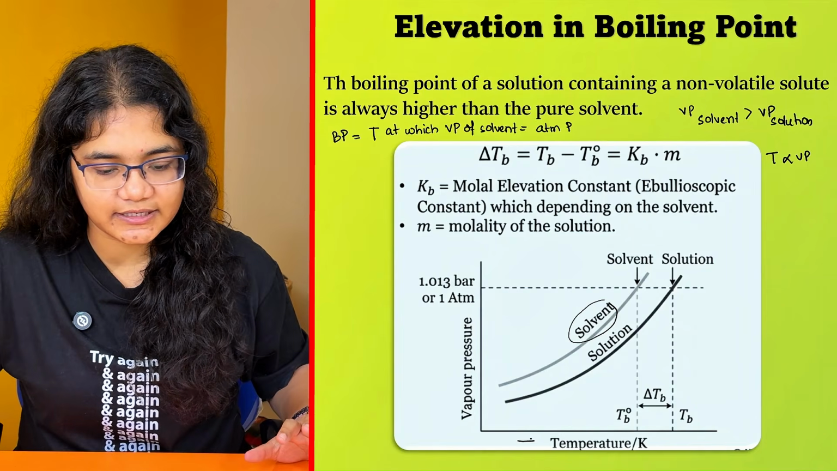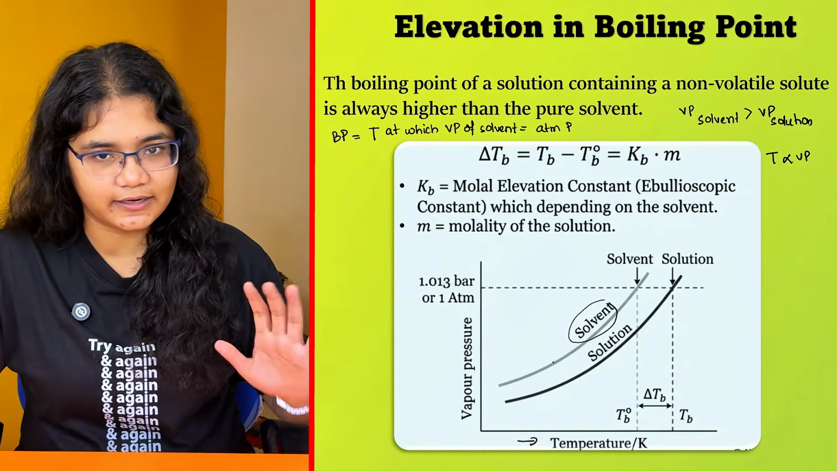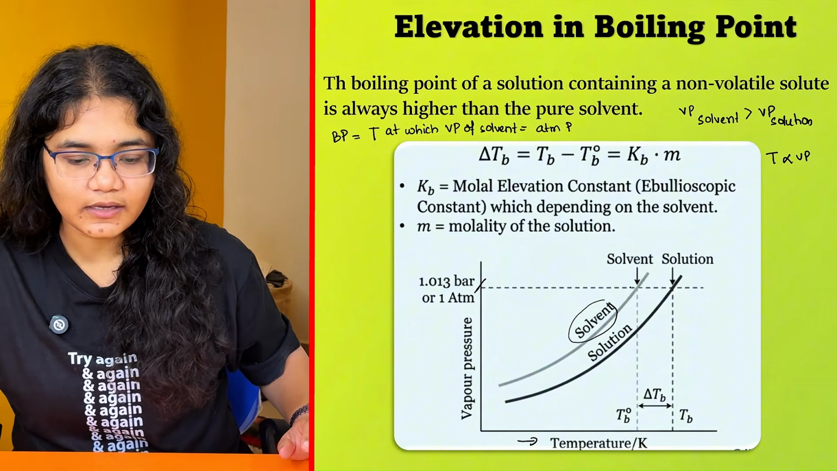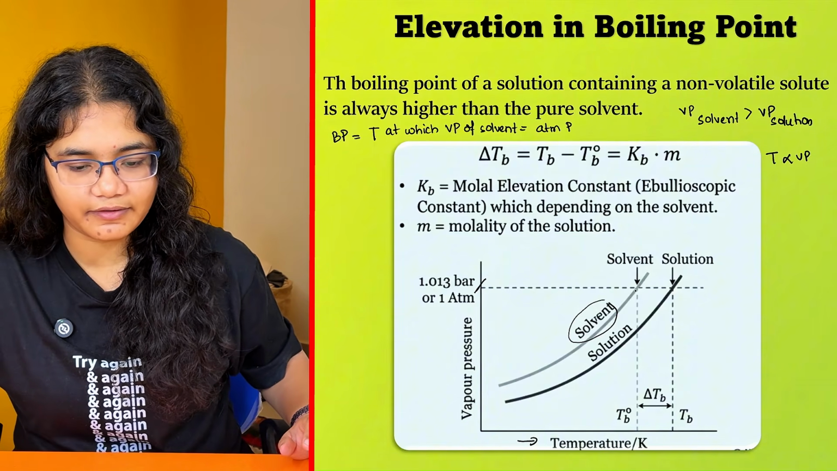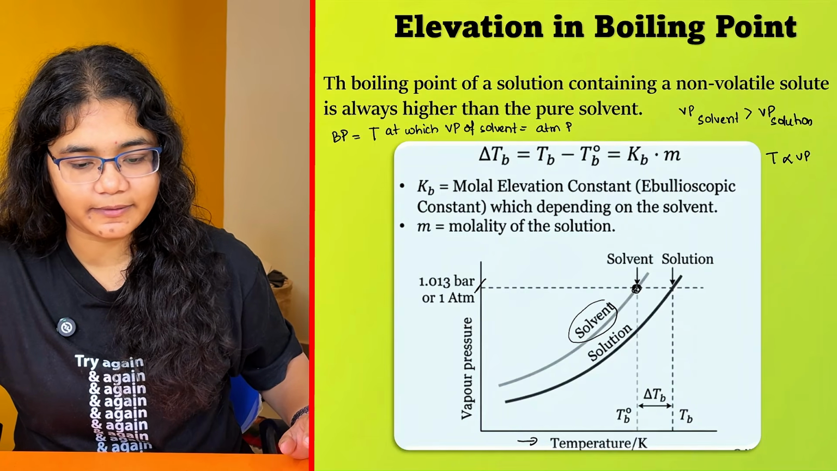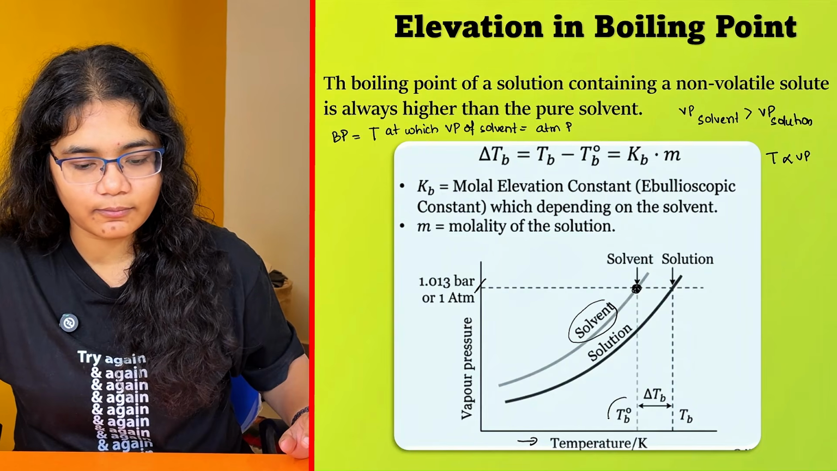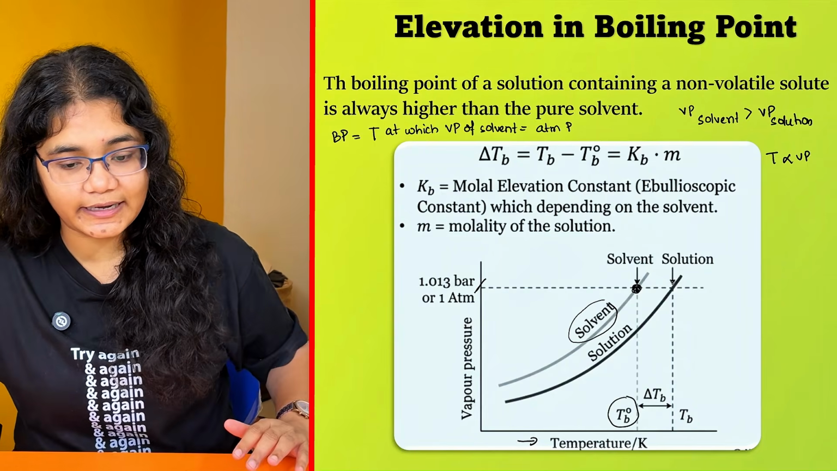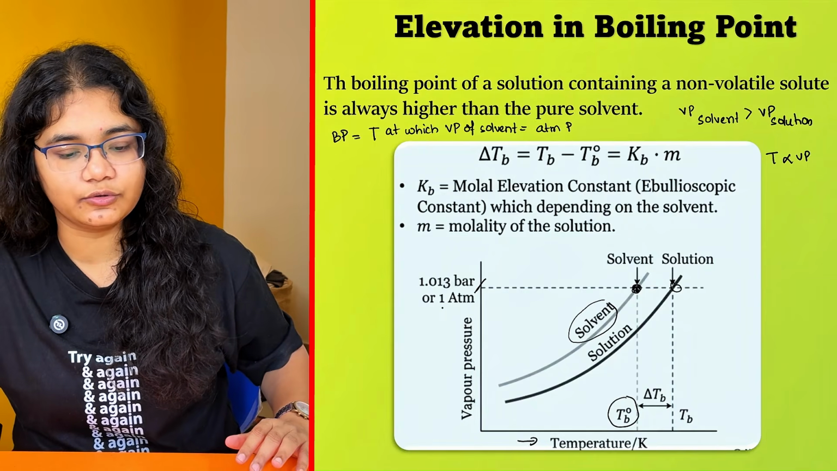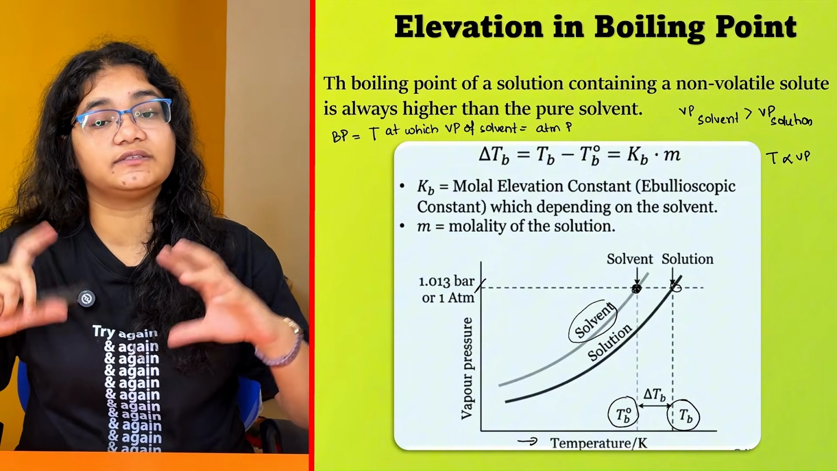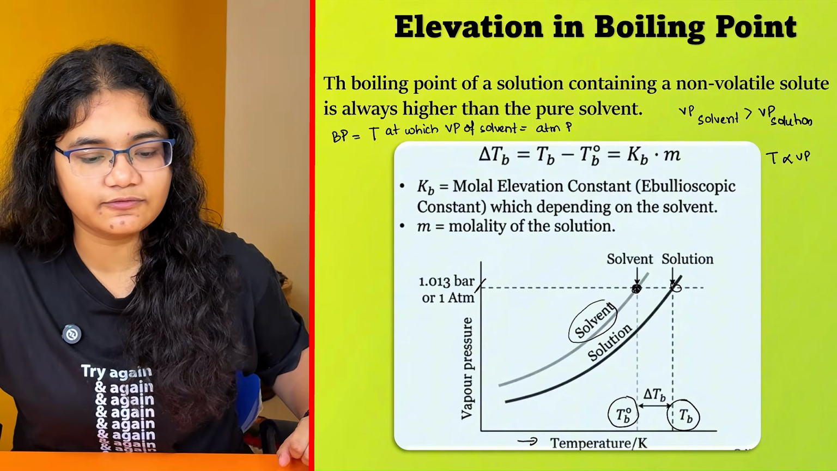Now as the temperature is increasing, the vapor pressure is increasing. Now this is the atmospheric pressure. When the vapor pressure of the solvent and the atmospheric pressure match, that is your boiling point. But since here the vapor pressure of the solution is already less, it takes more time for the solution to reach the atmospheric pressure. That is why you need to heat more, so the boiling point of the solution increases. So what's the formula?